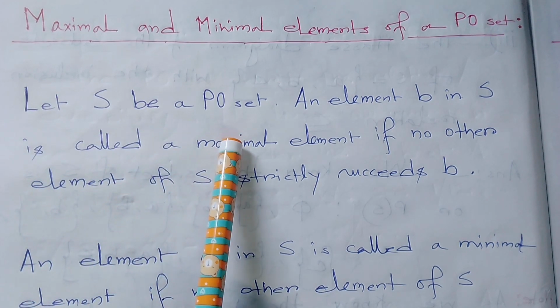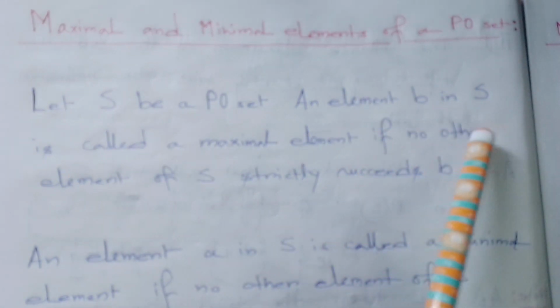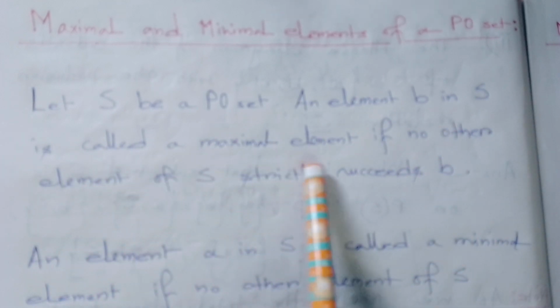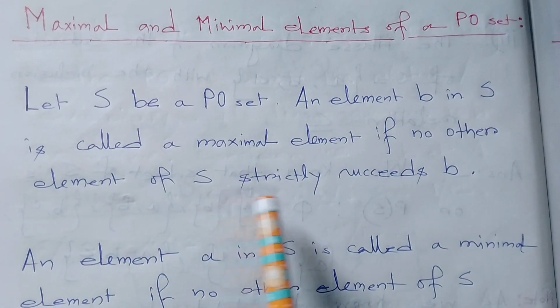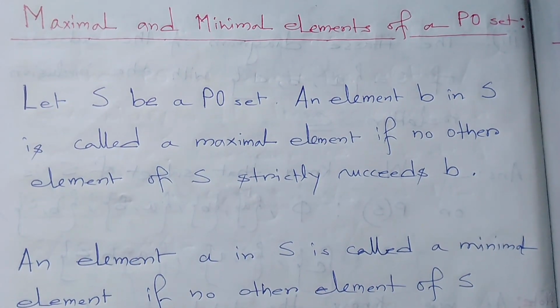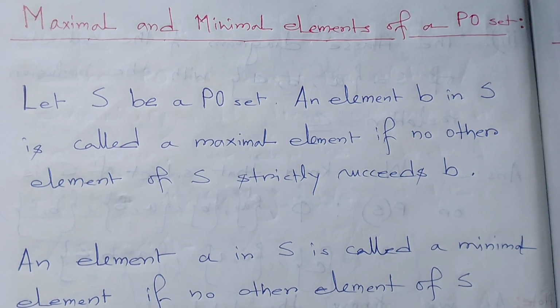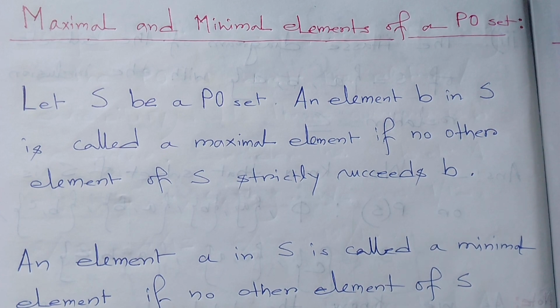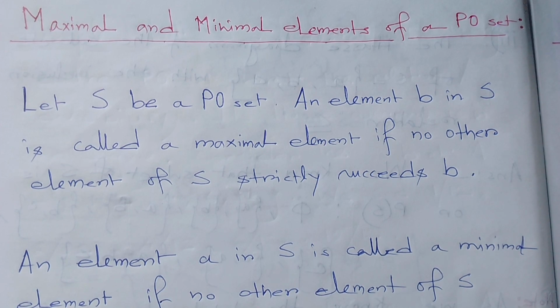Let S be a POSET. An element B in S is called a maximal element if no other element of S strictly succeeds B. So what does it mean? There will not be any element that succeeds B, like there will be no child of B. So those elements will be maximal elements. A POSET can have more than one maximal element.